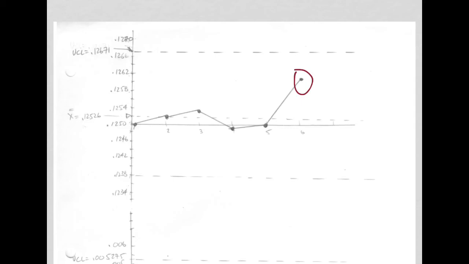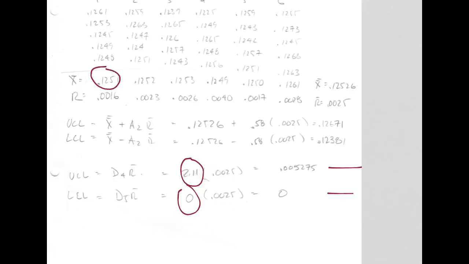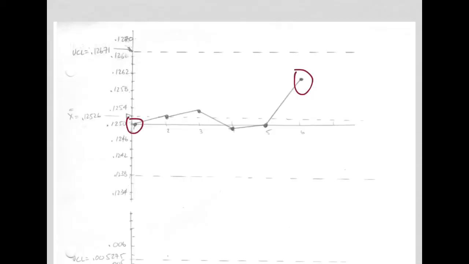So if we go back here, we'll see, for example, this point over here is this point over here. So 0.1251 and 0.1252 are plotted right here. So we just plot our X bars, and as we can see from this chart, the process looks like it's nicely in control. Everything is random enough, and we don't see anything beyond these limits. If anything showed up beyond the limits, that would be out of control.